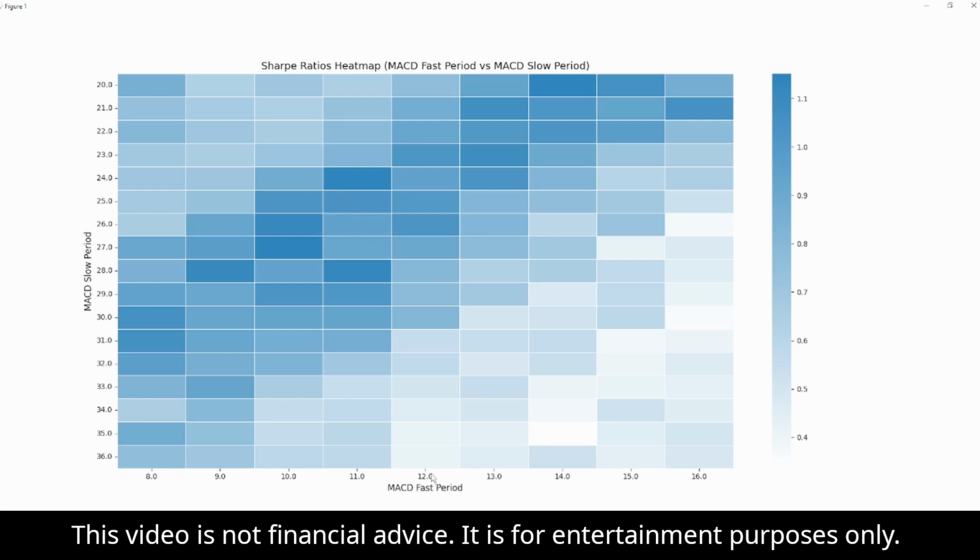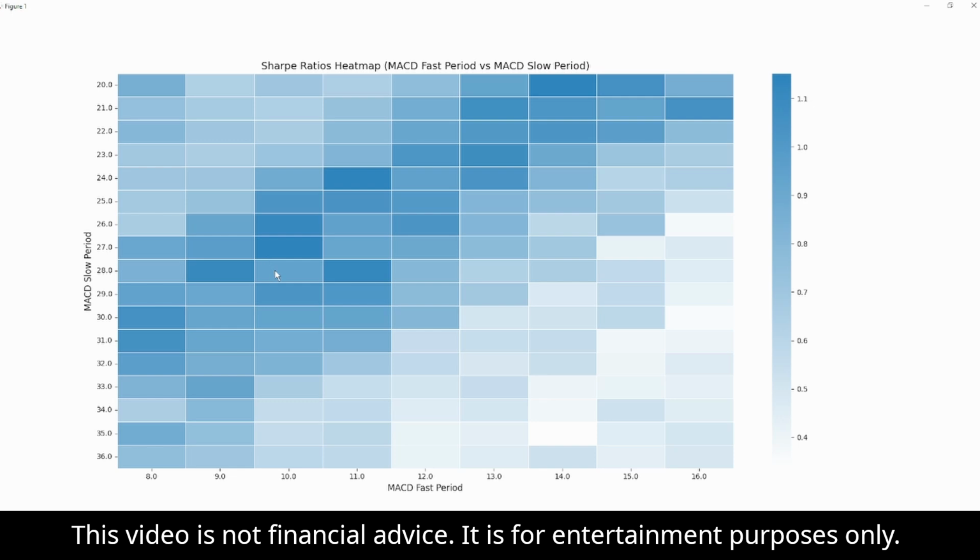So as you can see, the 12 and 26 here are not the best performance. The best performance is reached for a MACD with slightly lower values, with a fast period of 11 and a slow period length of 24. So overall, you could select a pair of values within that area.